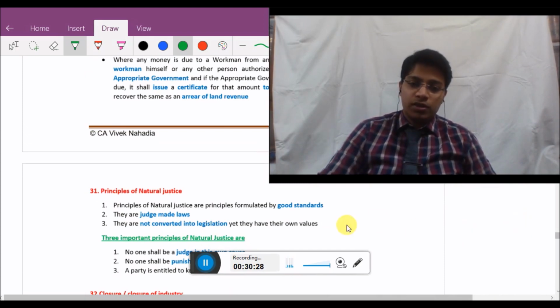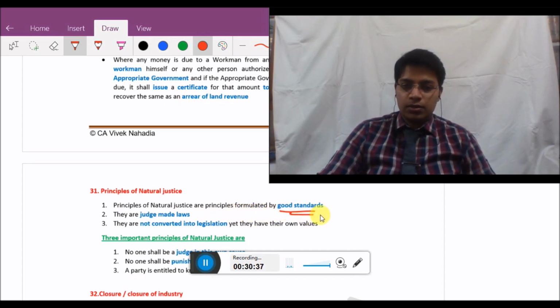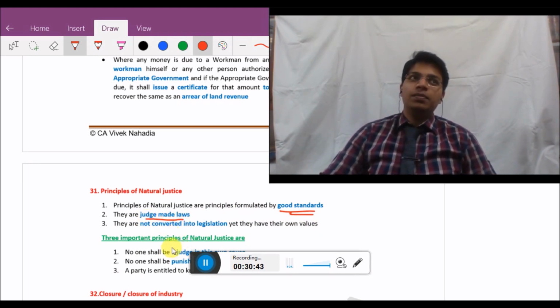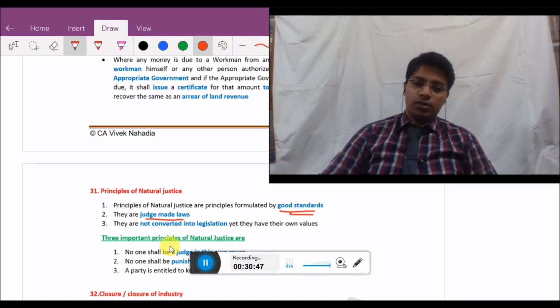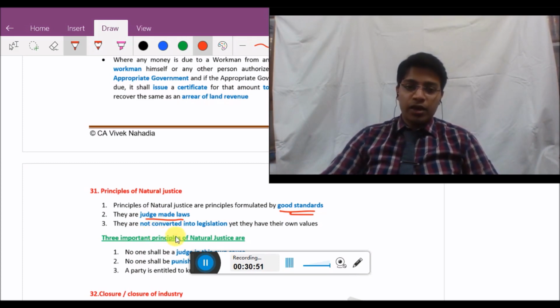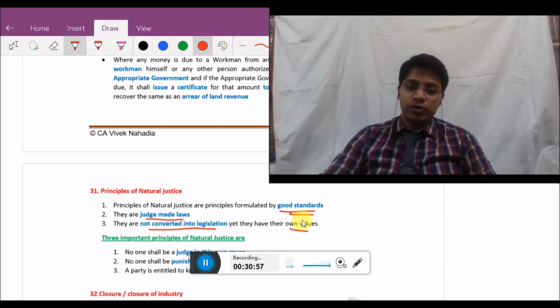Principles of natural justice. Principles of natural justice are the principles formulated for good standards. They are judge-made laws. Natural justice is not a legislation, it is not an enacted law. These are judge-made laws. They are not converted into legislation, yet they have their own values. Though these are not legislation, they have their own values.